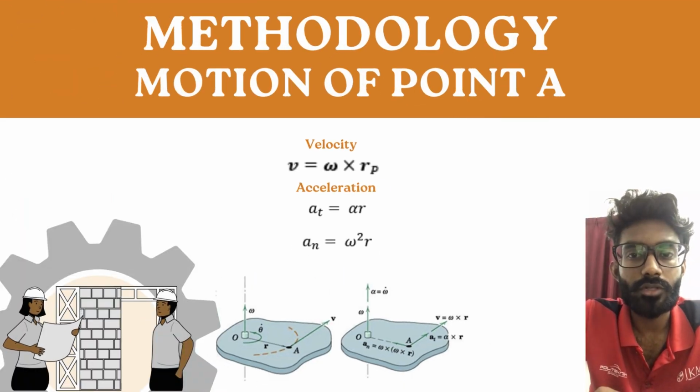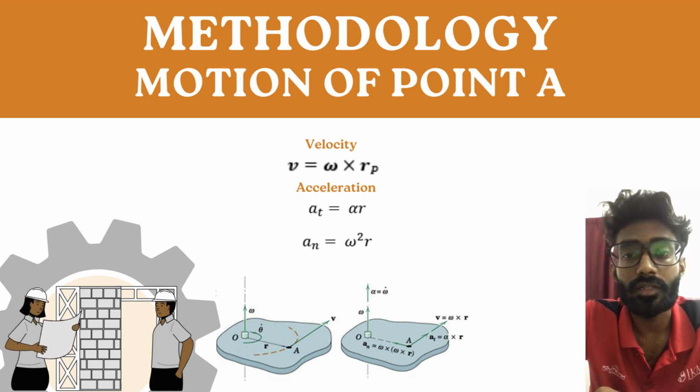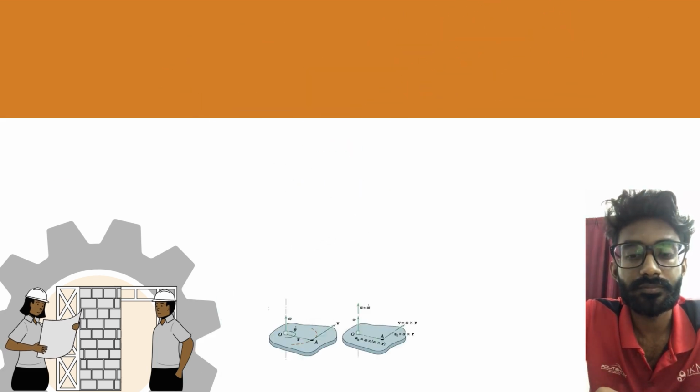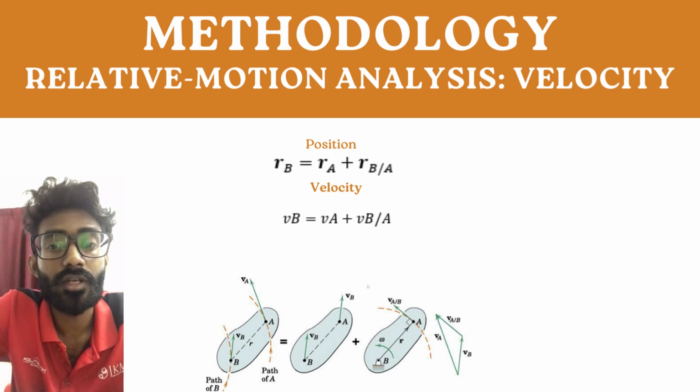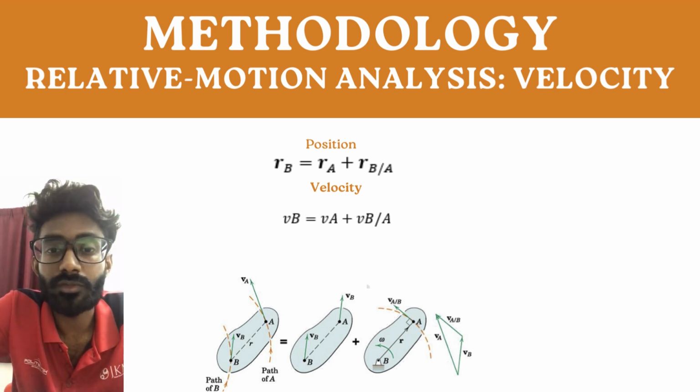Moving on to the motion of point A, as shown in the figure in the slide, there are a total of two formulas. First is the velocity, which is v equals omega times the position vector. Next is the acceleration. The tangential acceleration equals alpha times the position vector, and the normal acceleration equals omega squared times the position vector. The last one is relative motion analysis of the velocity. As stated in translation, the position formula is the same as in relative motion analysis, and the velocity formula is velocity of point B equals velocity of point A plus velocity of point B relative to A.